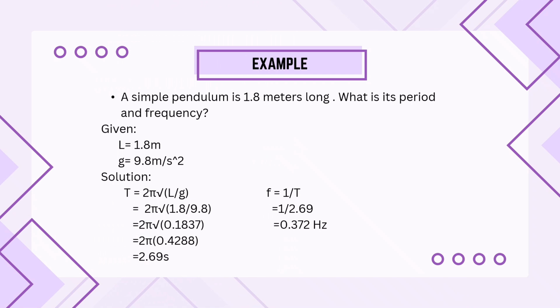Example: a simple pendulum is 1.8 meters long. What is its period and frequency? Given, L is equal to 1.8 meters. g is gravity, and we know that gravity is equivalent to 9.8 meters per second squared.